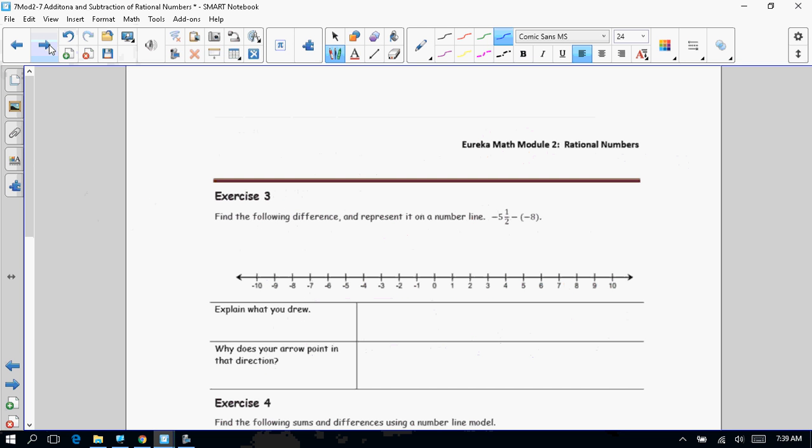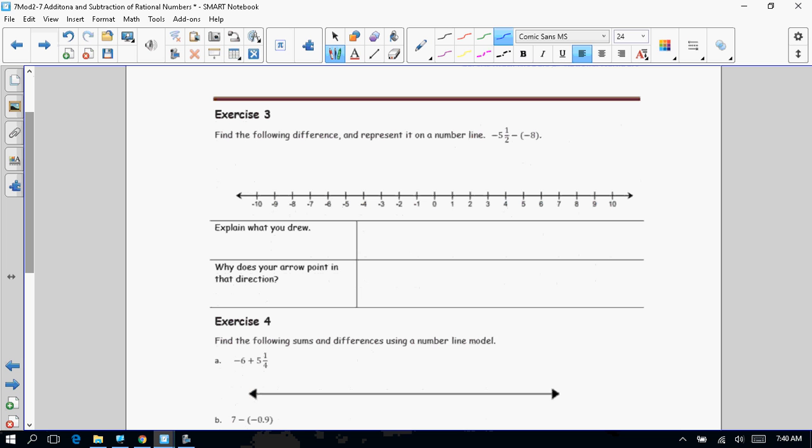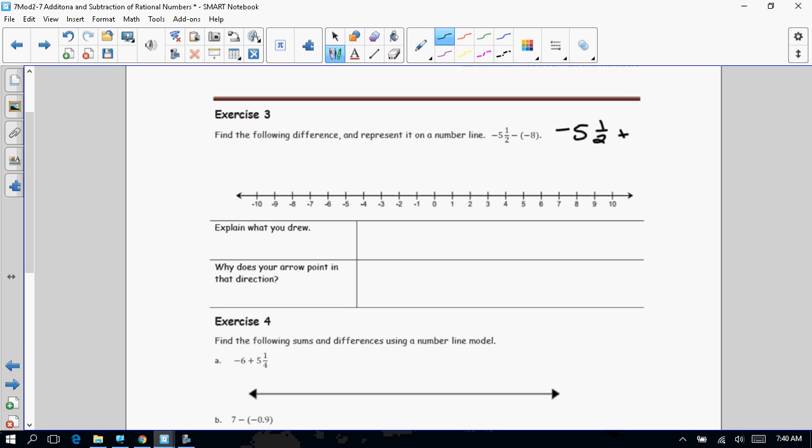Okay, let's try this one here. Again, this one's already pre-numbered for us, so we can't split those problems up. But we're going to start this problem out. I have -5 1/2 minus -8. Well, I don't like subtraction. Subtraction means add the opposite. So I'm going to rewrite this as -5 1/2 plus, and what's the opposite of -8? It is +8. So you can just write a +8, or you can just write 8. It's fine. All right. Start by putting the arrow, the beginning of the arrow, at the first number, right?